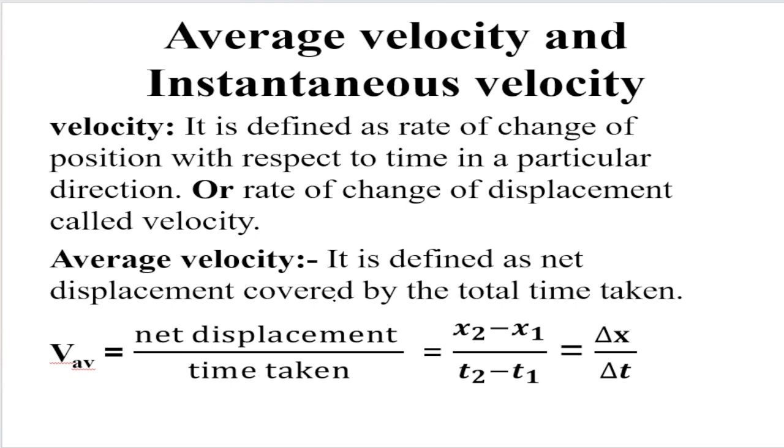Average velocity is defined as displacement covered by the body in total time taken. तो नेट डिस्प्लेसमेंट अपॉन टाइम टेकन, डिस्प्लेसमेंट हो गया x2 माइनस x1 अपॉन t2 माइनस t1 इक्वल टू डेल्टा x अपॉन डेल्टा t. A body covers a distance, moving from A to B.